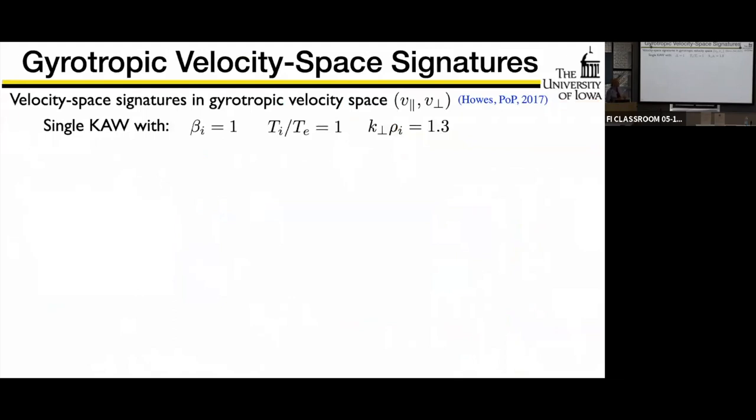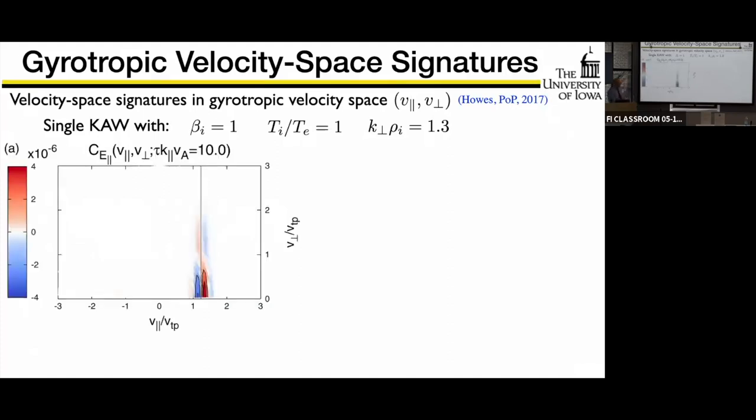So I can show you what this looks like in a proper simulation. So if I take a single kinetic Alfvén wave, it has ion plasma beta of 1, temperature ratio of 1, k perpendicular rho i of 1.3. And now I'm plotting this as a function of gyrotropic phase space. So I've got 3-dimensional phase space. And it's a magnetized plasma. So what I'm going to do is treat that phase space in a cylindrical coordinate system where the axial direction is the direction of the magnetic field. And what I do is I average over the azimuthal component. And so now I have a function of v parallel, the axial velocity, and v perp, the radial velocity. So this is what we call gyrotropic phase space because you've averaged over the gyro phase.